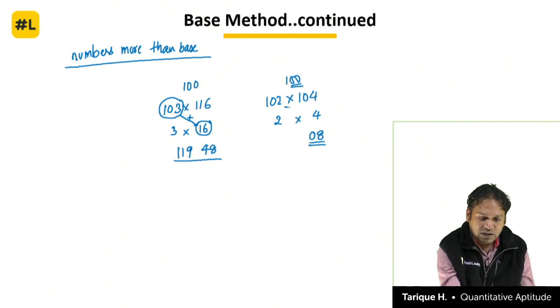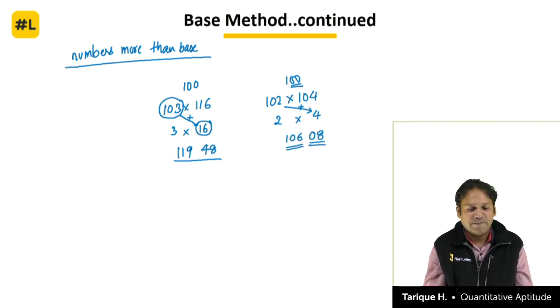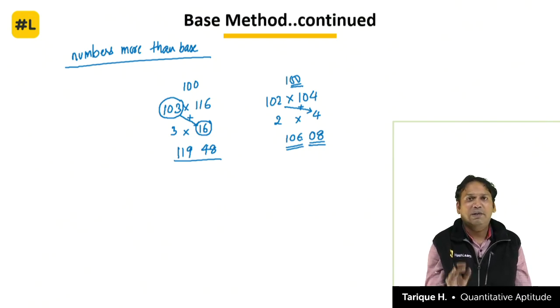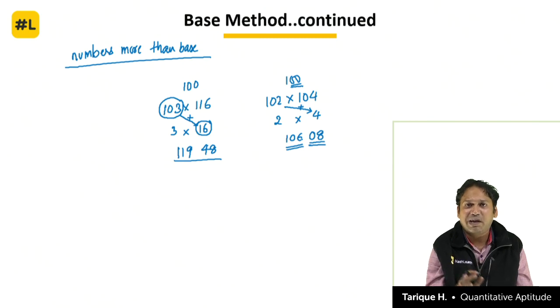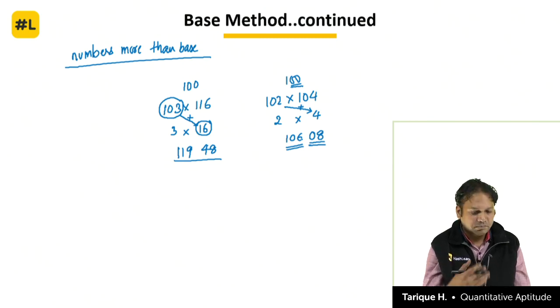Okay. Now 102 plus 4, 106. So what is the answer? 10608. And with practice you can start taking bigger and bigger numbers. Also it depends upon how good you are with your multiplication tables, right? If you improve your multiplication tables, you can take bigger values also, larger values also.